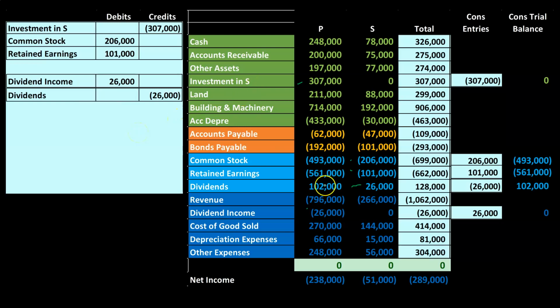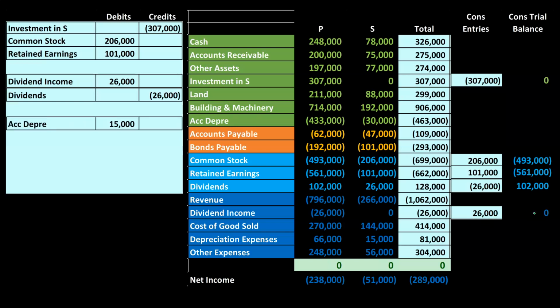So the dividends then, 102 plus the 26, the 128. Then we're going to credit or remove the dividends for S. That brings us back down to the dividends for P, because the dividends for P actually went to people outside of this consolidation. And then we have the dividend income down here. So that dividend income here is represented as income. Obviously, there's no dividend income for S that's related to the issuance of P or S, and then that's going to give us a total of 26,000. We remove that 26,000 back down to zero.